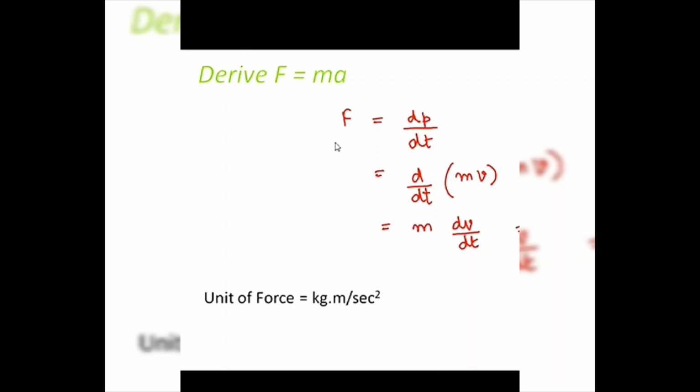Okay. Now let's see how the second law is consistent with the first law. Whether the first law and the second law are consistent with each other. The first law talks only about uniform motion. Now the second law is talking about non-uniform motion. Is the second law applicable for uniform motion also? Is it a generalized law?